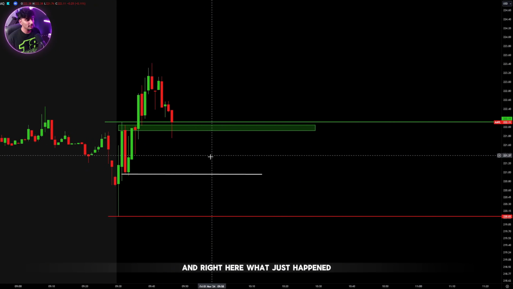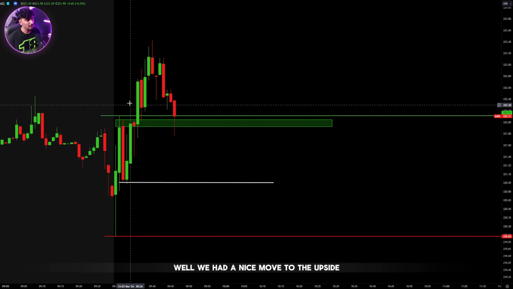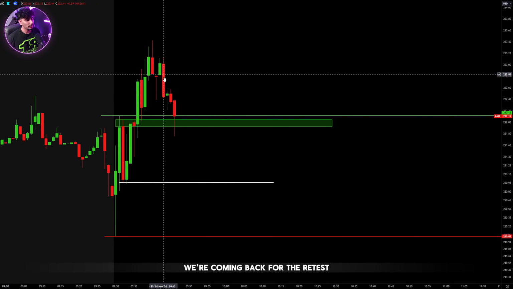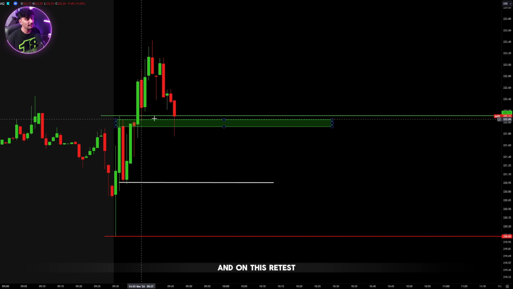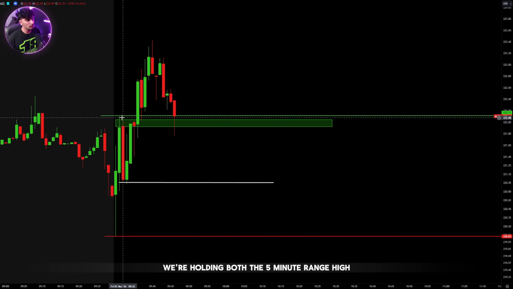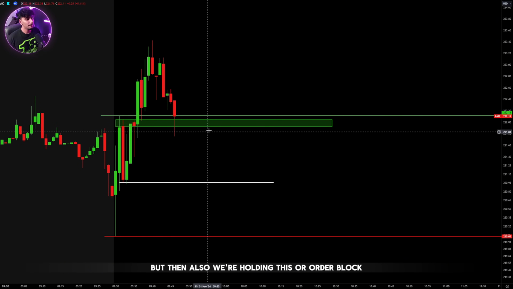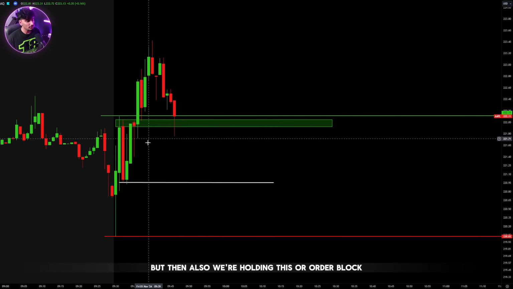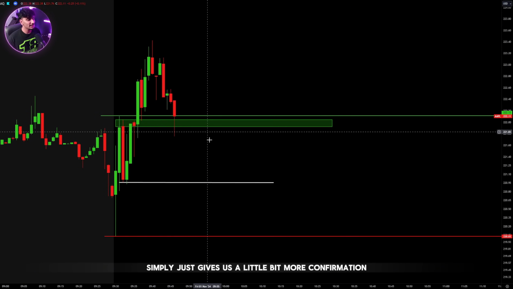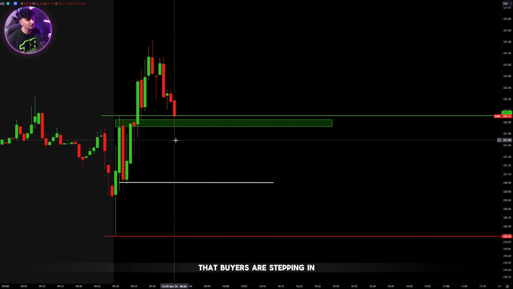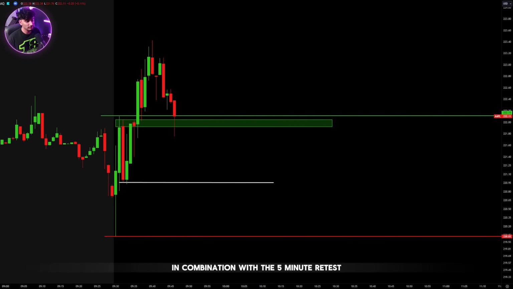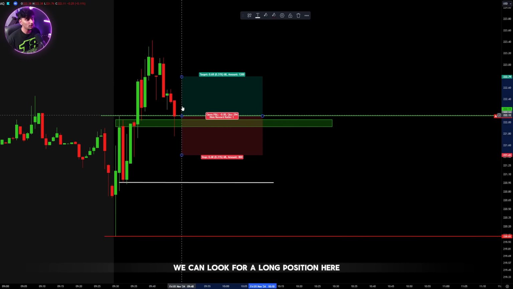And right here, what just happened? Well, we had a nice move to the upside. We're coming back for the retest, and on this retest, we're holding both the 5-minute range high, but then also we're holding this order block. So this order block simply just gives us a little bit more confirmation that buyers are stepping in combination with the 5-minute retest. We can look for a long position here.